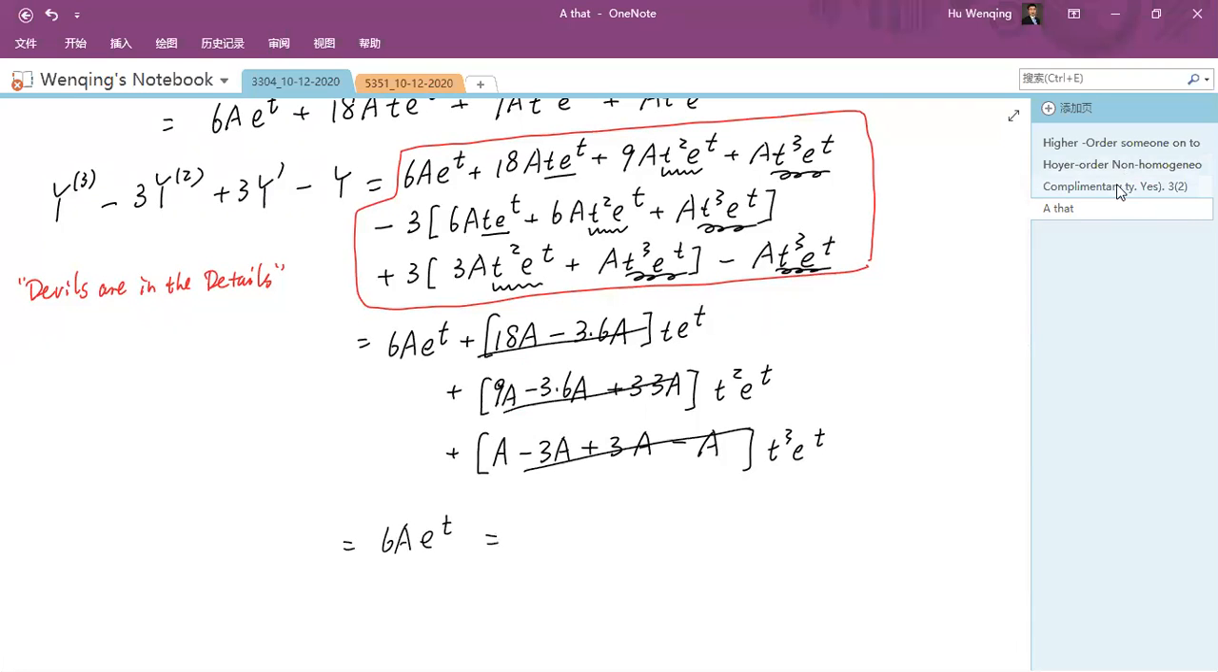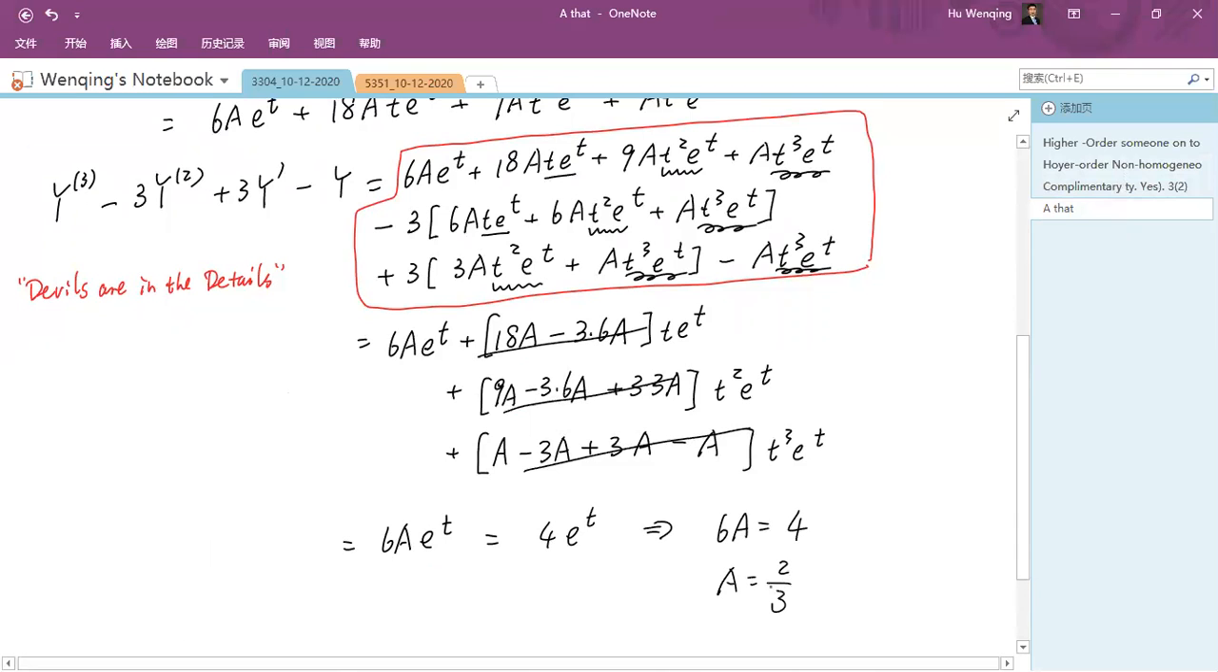And according to the non-homogeneous equation, this equals 4 times e^t, from which you can see that 6 times a is 4. So a is 2 over 3. Is that good, family? Okay, so you have this.